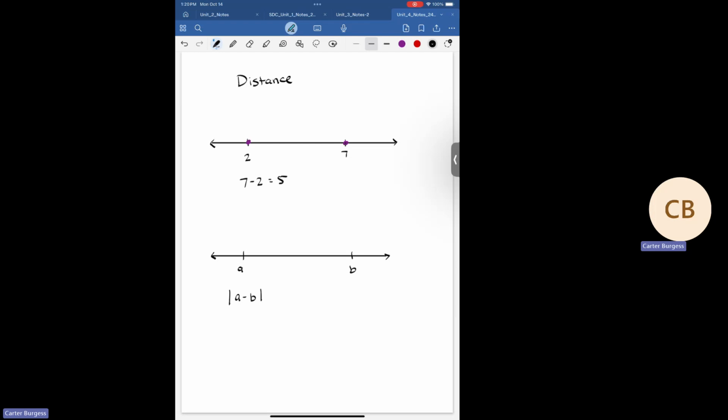And of course, we could have also arranged this as the absolute value of B minus A, and we would have gotten the exact same thing, right? In this case, the order really does not matter.